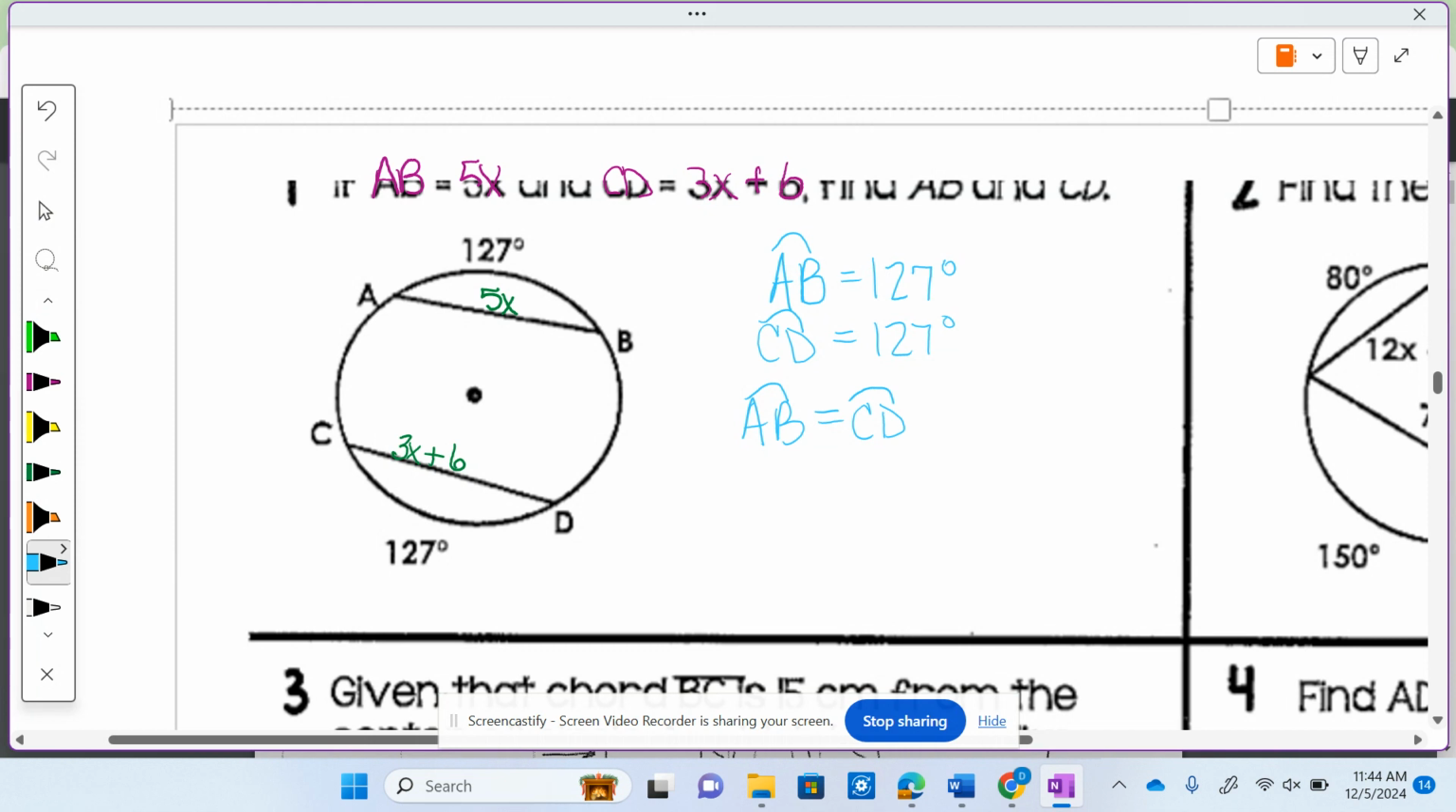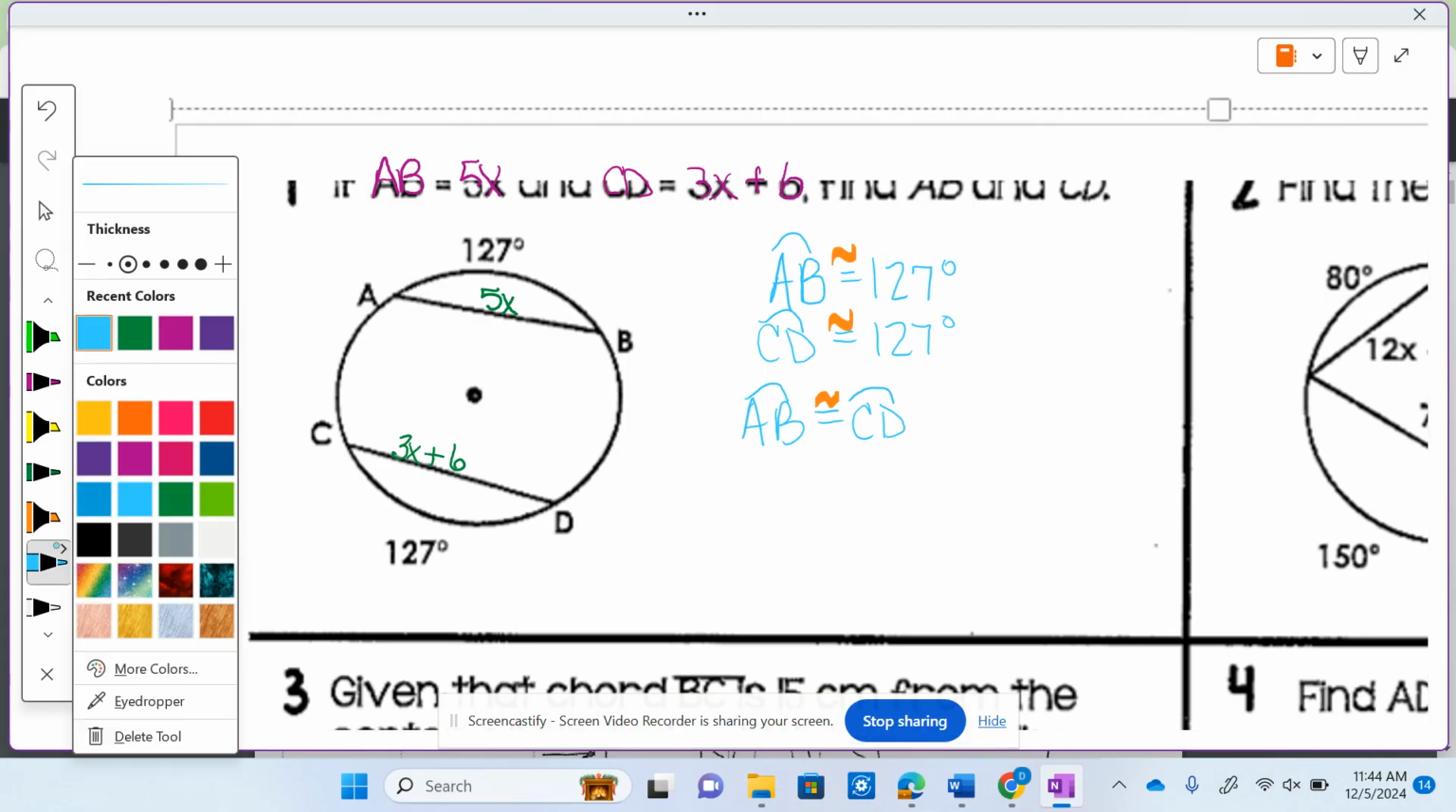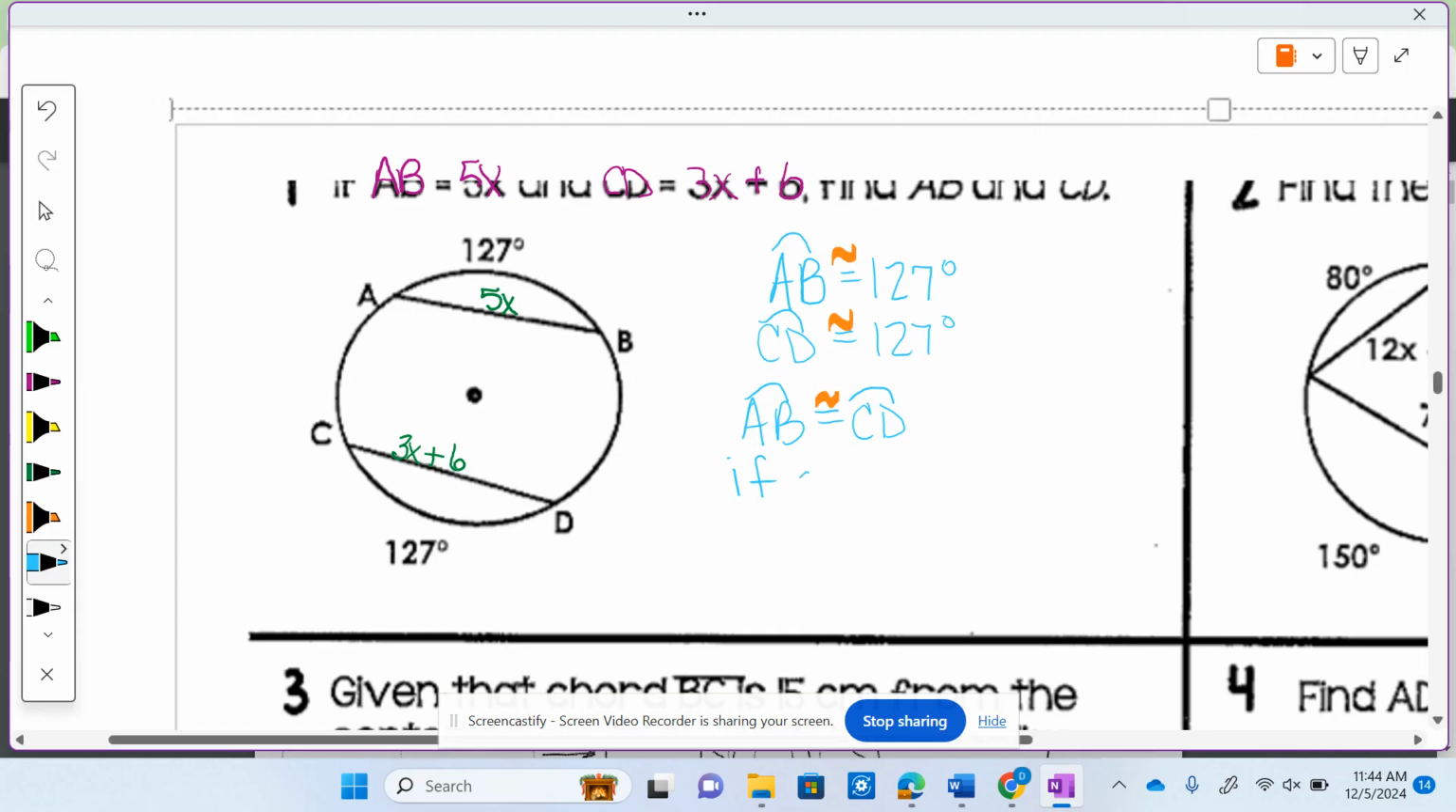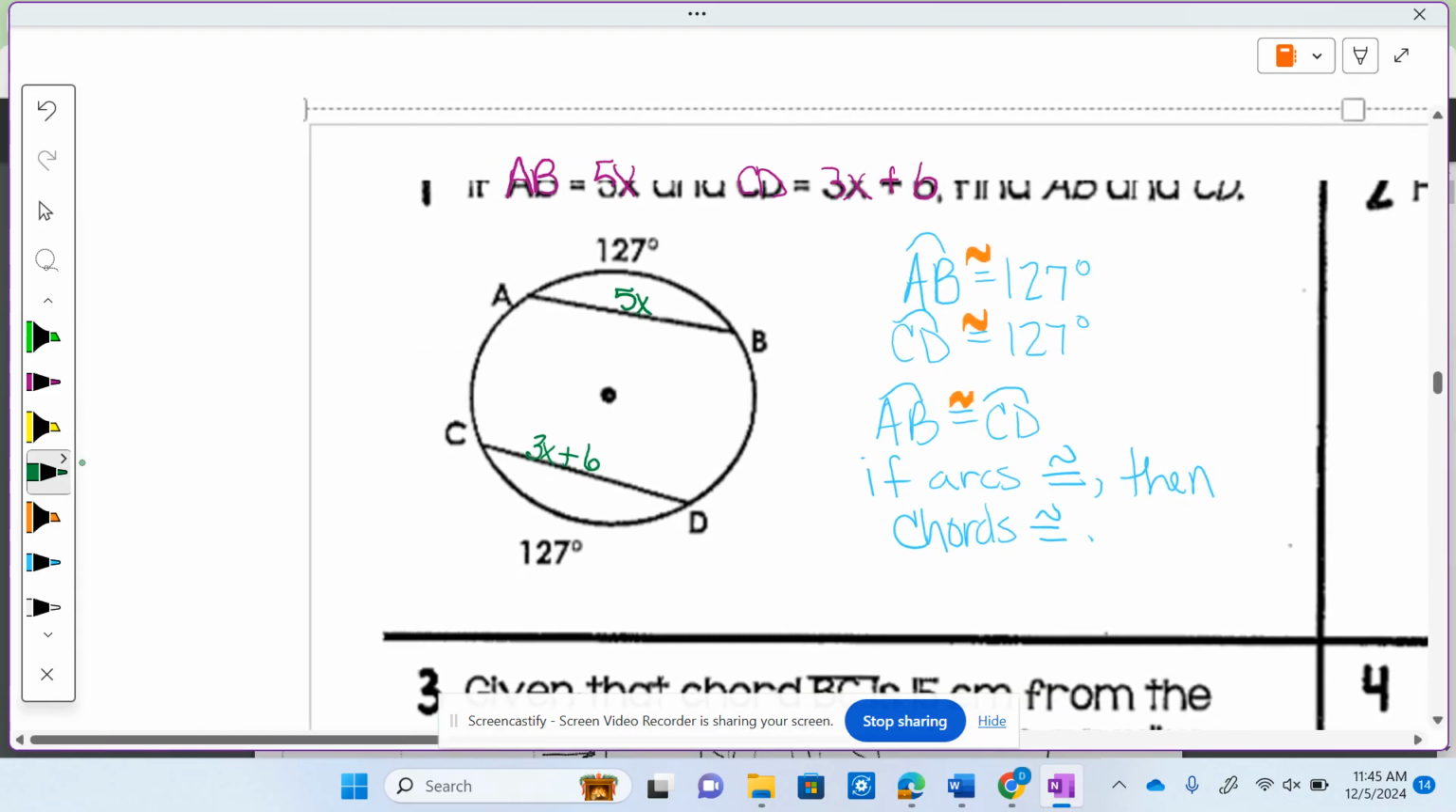And if arc AB is congruent to arc CD, I'm going to put those as congruent. If the arcs are congruent, then what do we know about the chords? Then the chords are also congruent. That was our first theorem. So how am I going to figure out the length of those two segments?